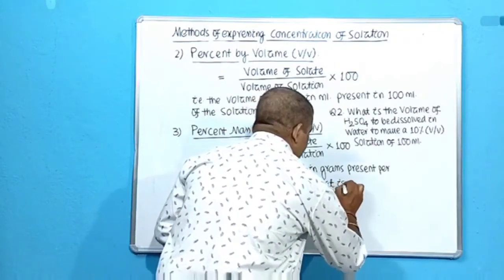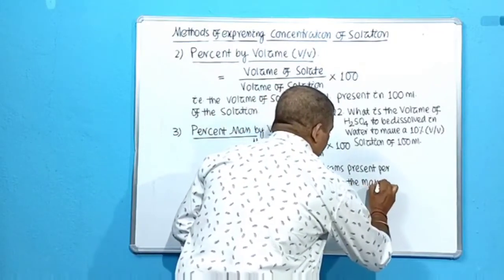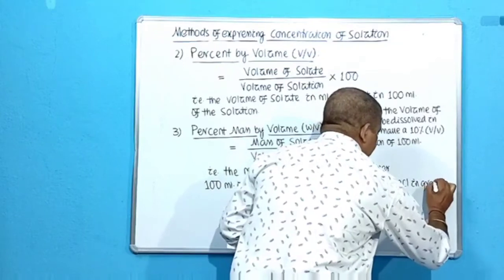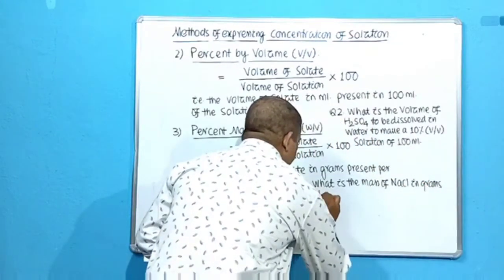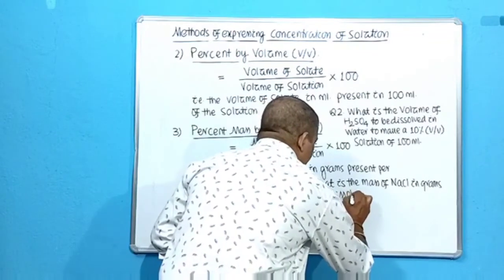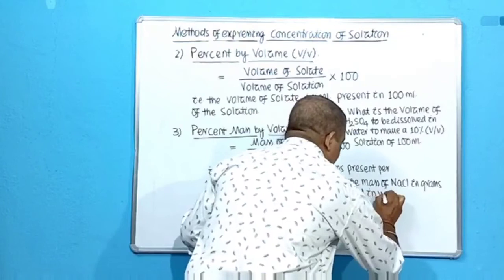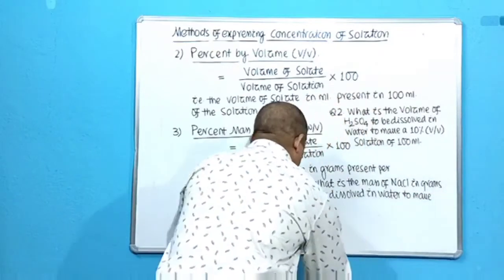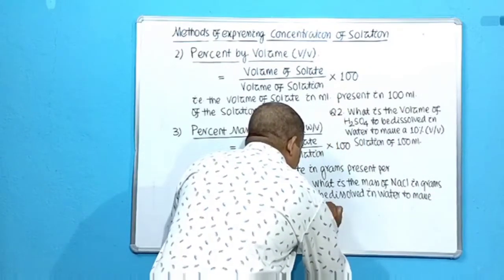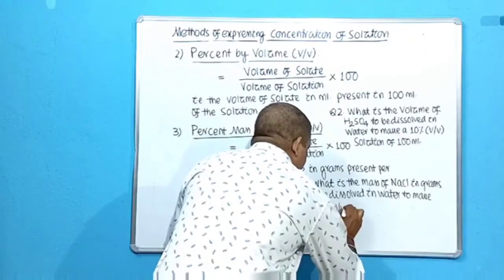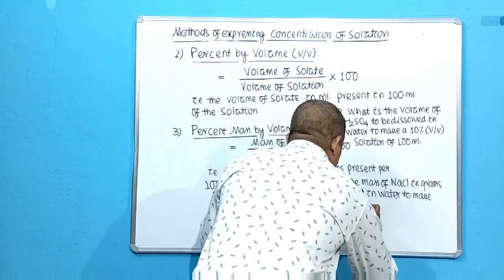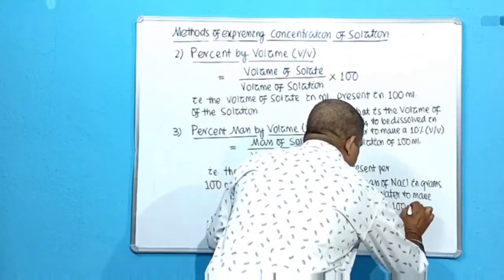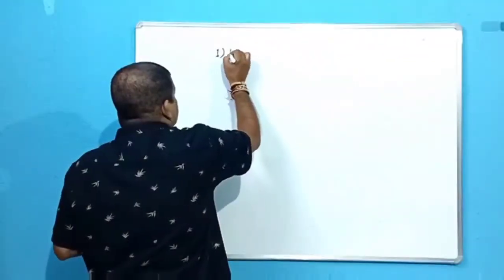What is the mass of sodium chloride in grams to be dissolved in water to make a 10% weight by volume solution of 100 milliliter.